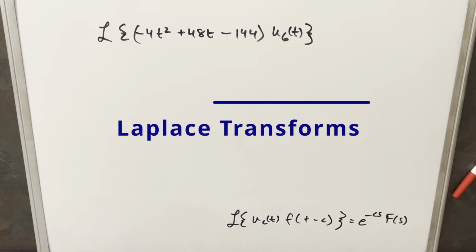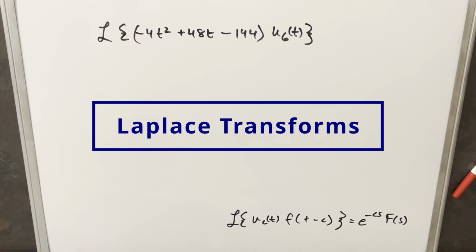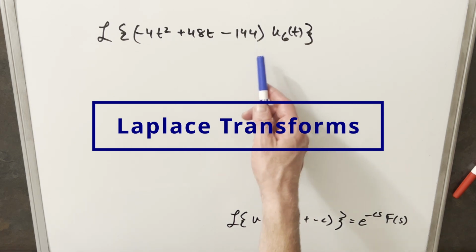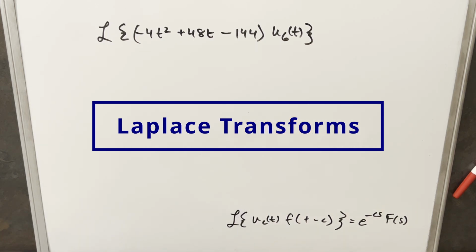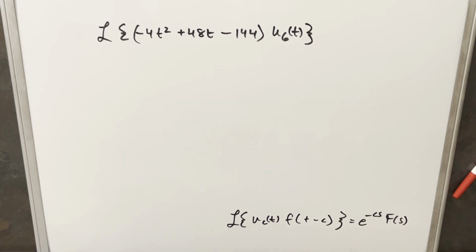Okay, continuing on today with our Laplace transform playlist, I wanted to do another example of a Laplace transform using the unit step function. We have here the Laplace transform of minus 4t squared plus 48t minus 144 times the unit step function at 6.